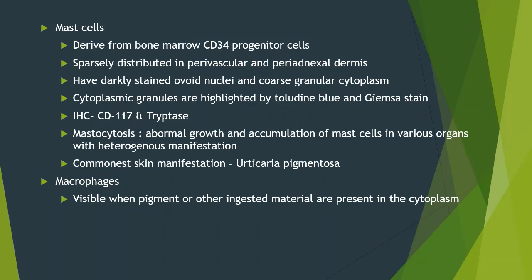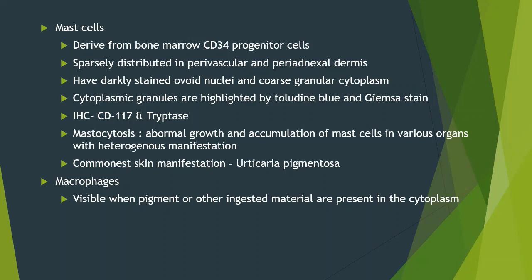In mastocytosis, there is growth and accumulation of mast cells in various organs in the body with heterogeneous manifestation. And the common skin manifestation is urticaria pigmentosa. And macrophages, which are present in the dermis, can be seen or highlighted by the visible pigment they have ingested in the cytoplasm.